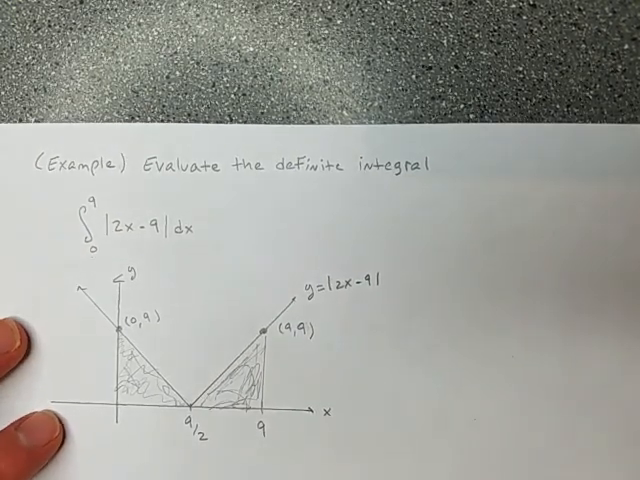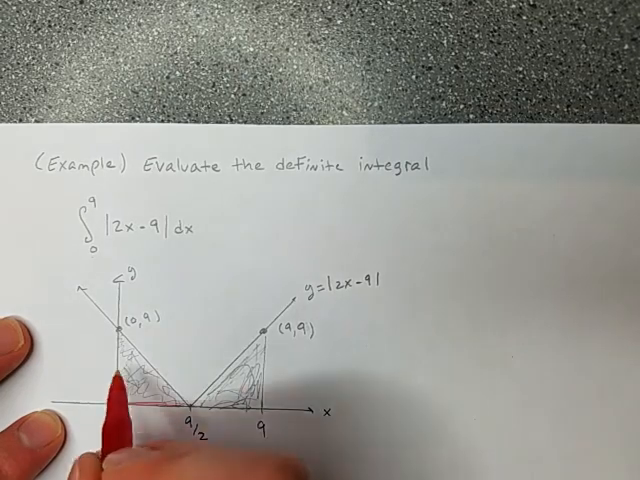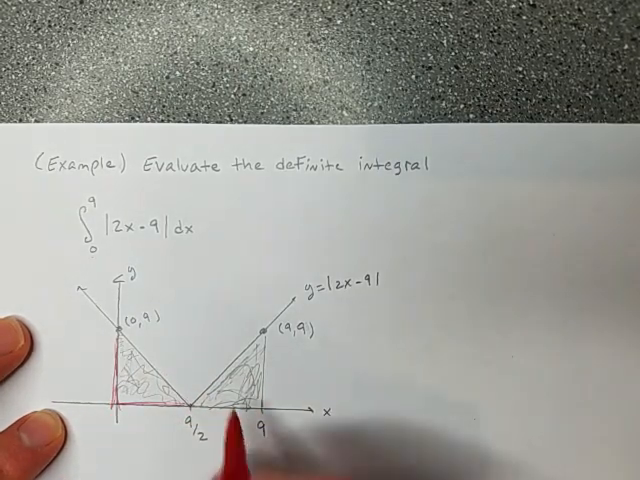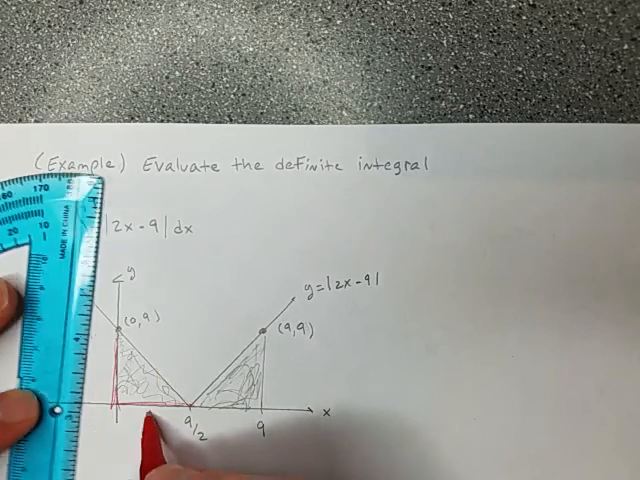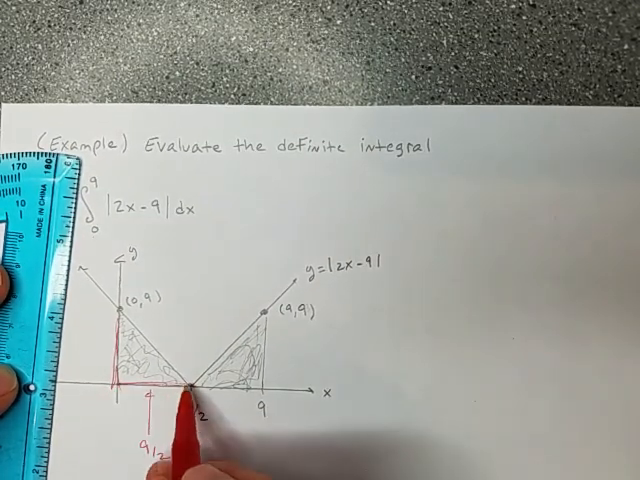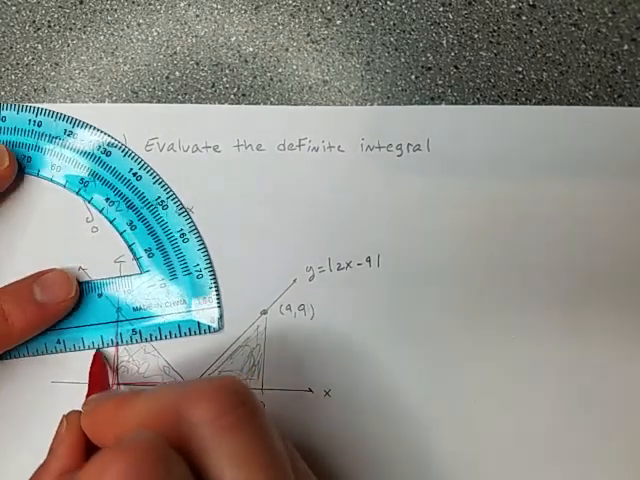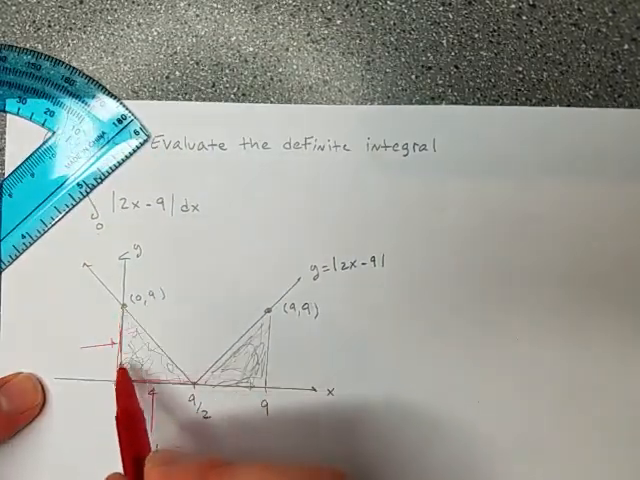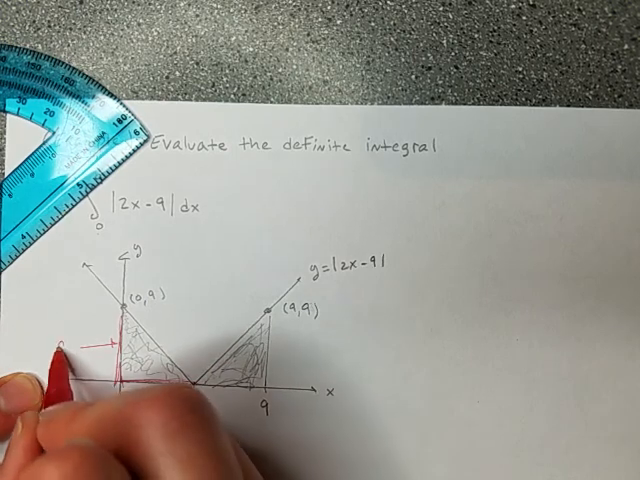So let's see, what's this right here? That's a triangle, right? What's the width? 9 over 2, that's how wide it is, from 0 to 9 over 2. And then how tall is it? How far up is that point? 9, okay, so 9.